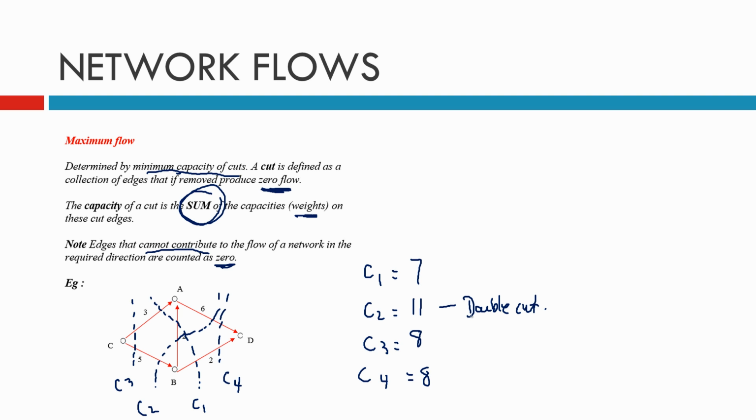Now, maximum flow. If I was to ask you what is the maximum flow that we can do, we look for the one with the minimum cut capacity. In this case, it's 7, C1. So that would be our maximum flow. So maximum flow equals the minimum cut capacity. And the smallest amount is 7, and that's why that is the maximum flow through the network.